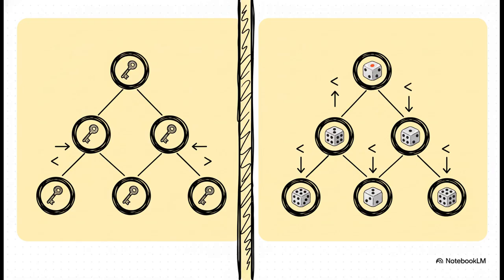It's amazing. If you completely ignore the priorities and just look at the keys, that's the left side, what you have is a perfect binary search tree. Everything to the left of a node is smaller, everything to the right is larger. Simple. But now, if you ignore the keys and only look at the random priorities, as you see on the right, you have a perfect min heap. Every parent's priority is smaller than its children's. And here's the kicker. Both of these rules have to be true for the entire structure, all at the same time.